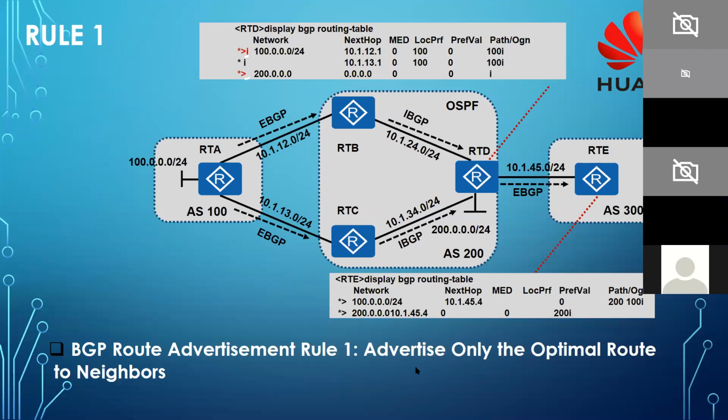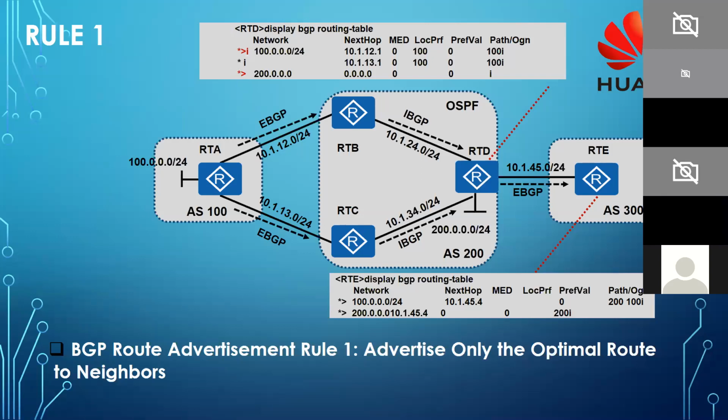How does BGP define the best and optimal route? BGP will run the path selection algorithm across its routing table, and it will select the best of them. In this case, BGP chooses this route. So this is the first rule.